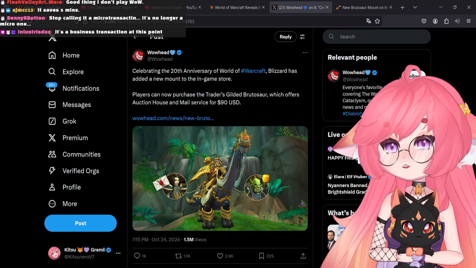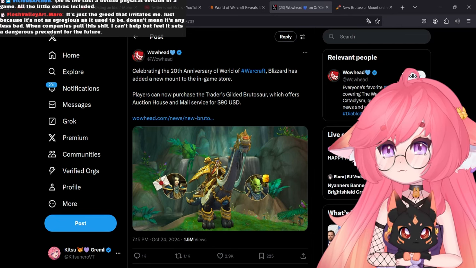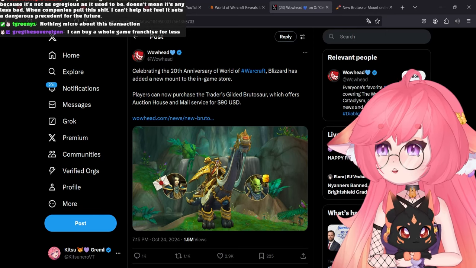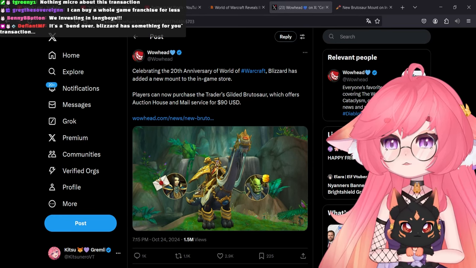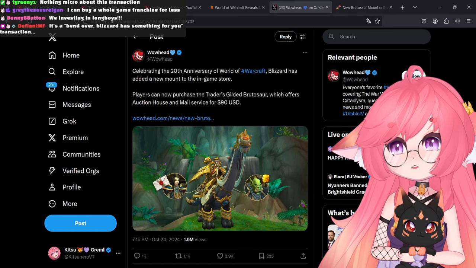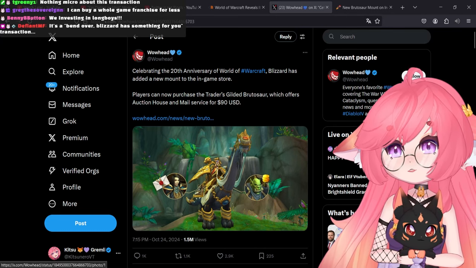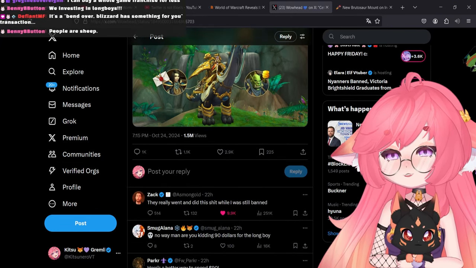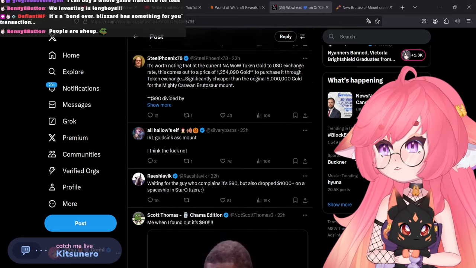Either way, it's a cosmetic. It's clearly targeted towards the whales. The original thing was already targeted towards the whales. I'm not surprised by it. It's a bent over, Blizzard has something for you transaction. And I'm also not surprised by how many people have actually bought it, because most of the people playing WoW nowadays are in their 30s to 40s. Most of them do have a job. Most of them do have some money that they don't need.